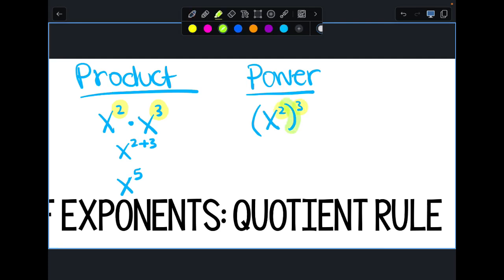Versus whenever we do have parentheses, what does parentheses tell you to do? Times it by how many? Times, to multiply, to distribute. So when you distribute the exponents, you're multiplying them. So 2 times 3 is 6. Okay, so those are the two rules that we learned before the break.